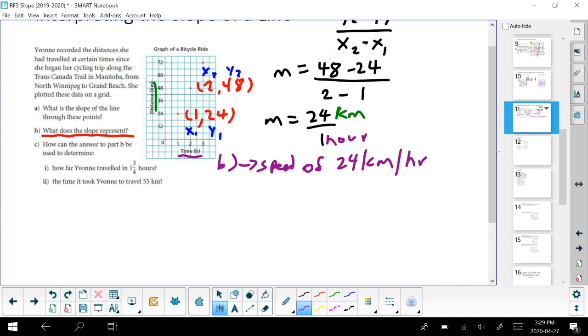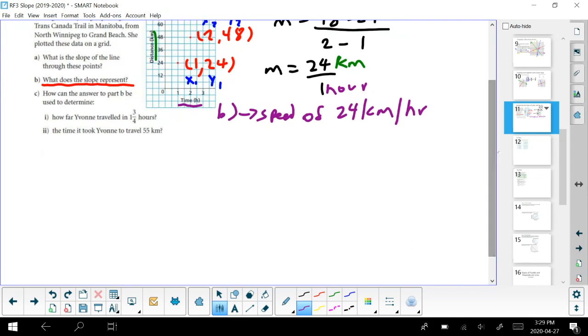Now we're also asked, how can the answer to part B be used to determine how far she traveled in 1 3/4 hours and the time it took for Yvonne to travel 55 kilometers? So there's a few different ways to approach this. I'm going to approach this using the content back in M1 and 2. So that was understanding how to use measurements, so calculating proportional reasoning as well as unit analysis. Let's set up our proportions here, or we can actually start off with unit analysis.